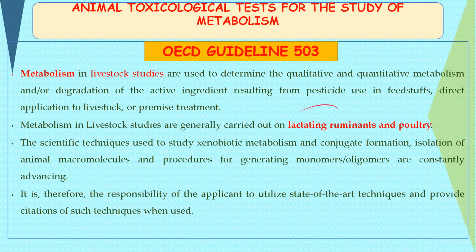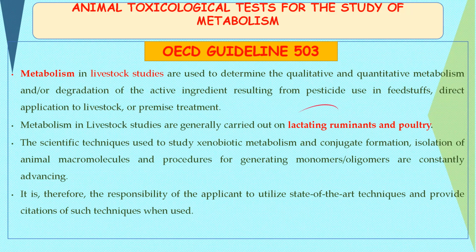So here, metabolism in livestock studies, as the title itself says. These are used to determine the qualitative and quantitative metabolism or degradation of the active principles resulting from pesticide uses in the feedstuffs, or direct application to the animal premises, or the manger, or the place where the animal always resides. Metabolism in livestock studies are generally carried out in lactating ruminants and poultry, as we have described in the first or two slides.